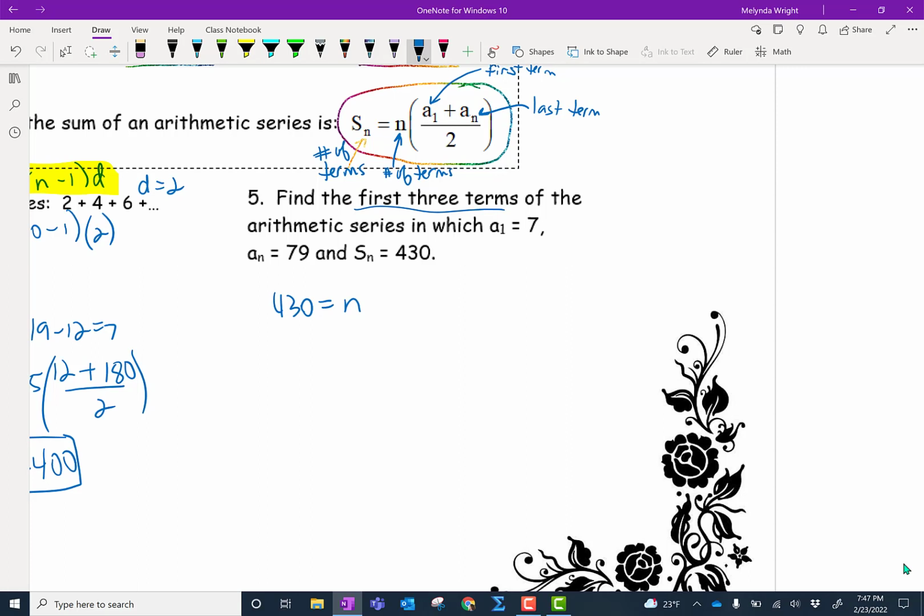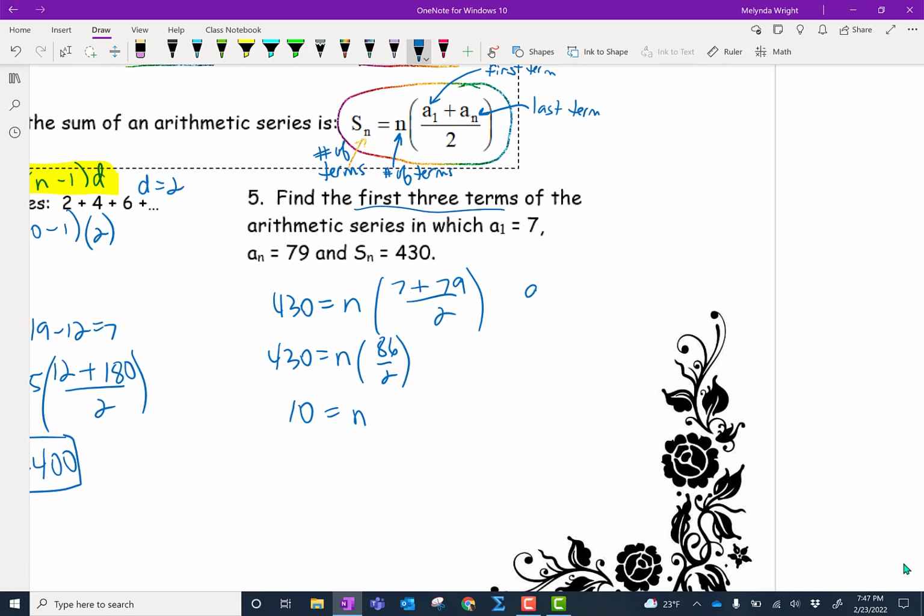Okay, so our first term is 7, our last term is 79. Okay, great. We're going to be able to find n. So 430 equals n times 7 plus 79 divided by 2. Again, we put that in our calculator. That's 86 halves. We solve for n, and n is going to be 10. 86 halves would be 43, and 430 divided by 43 is 10.